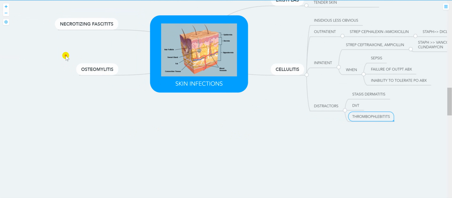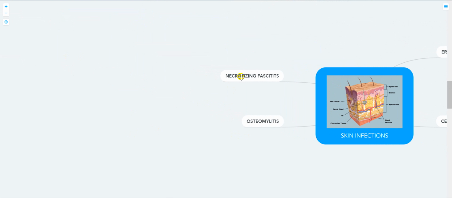What if it is a necrotizing fasciitis? What is that? This is very important. The patient will be very sick, and usually you see purple, black, blisters, crepitus, extreme pain, anesthesia. And then what do we do after that?